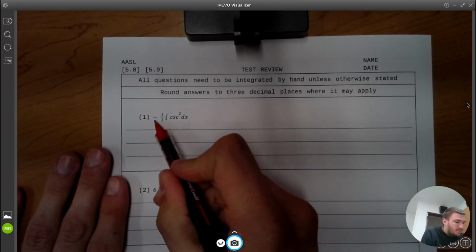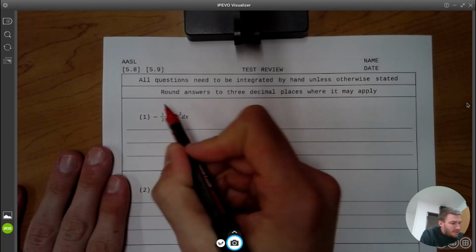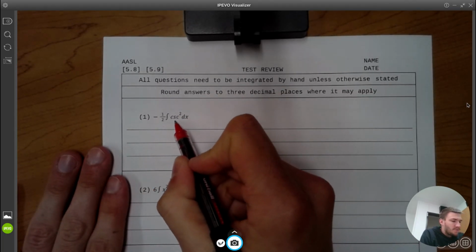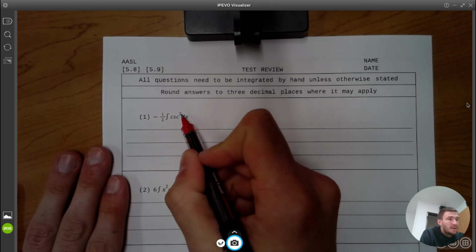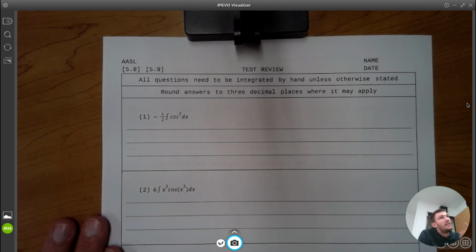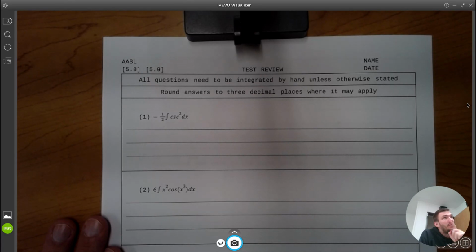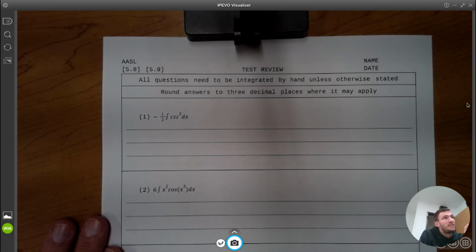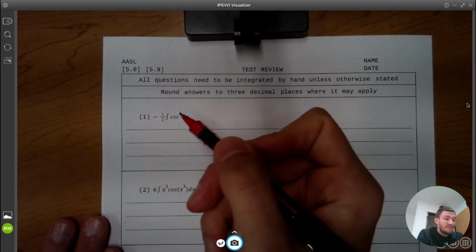All right, we're taking the integral of -1/2. That's a coefficient. I'm just gonna leave that alone. The integral of cosecant squared. I should know that the derivative of cotangent is cosecant squared, and it's negative. So my integral of cosecant squared should be negative cotangent. And these two negatives are gonna make a positive.